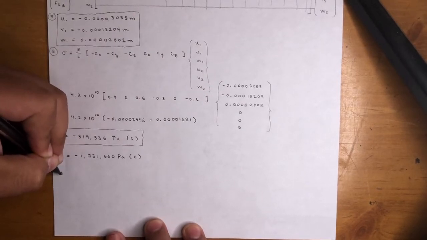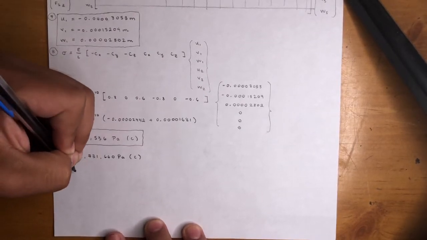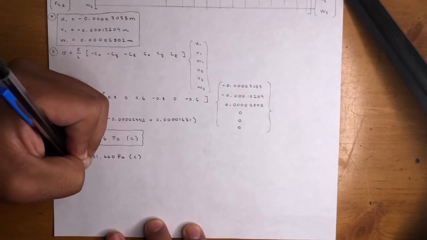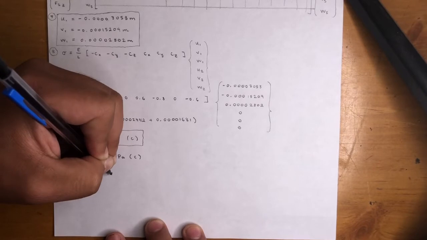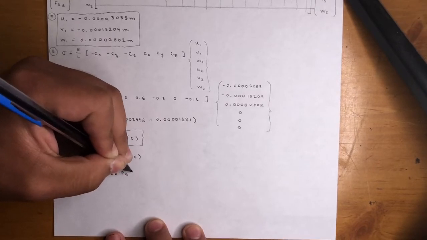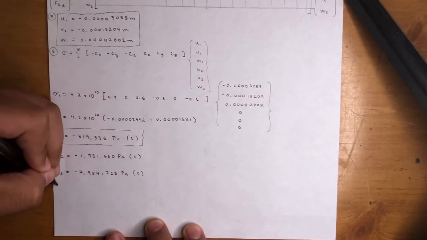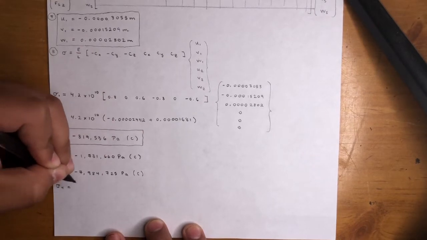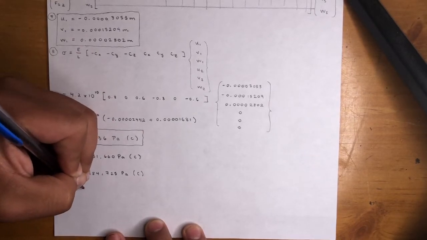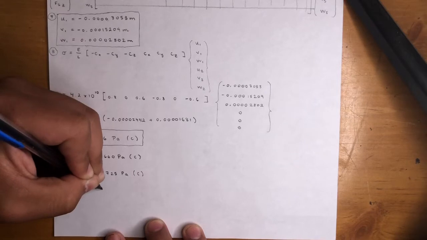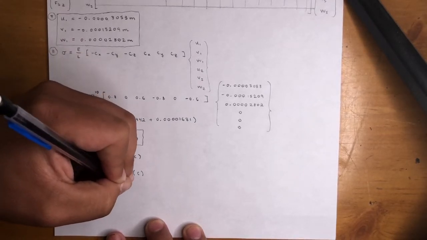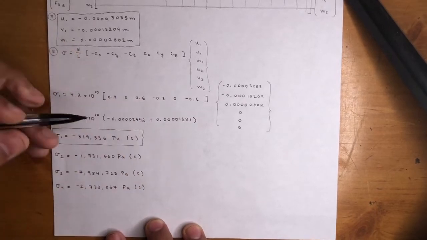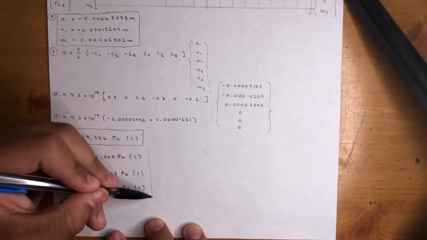It's sigma 3. It's negative 7,984,725 pascals, and it's also in compression. Finally, sigma 4 is equal to negative 2,733,867 pascals, and that's in compression. So these are the numbers right here for stress.